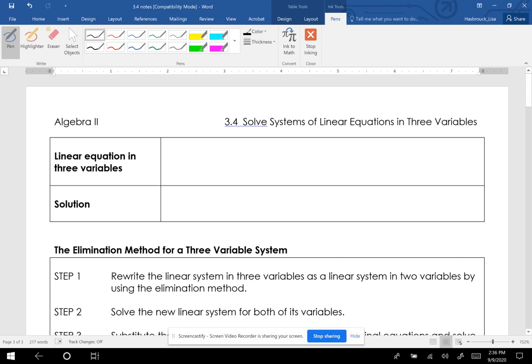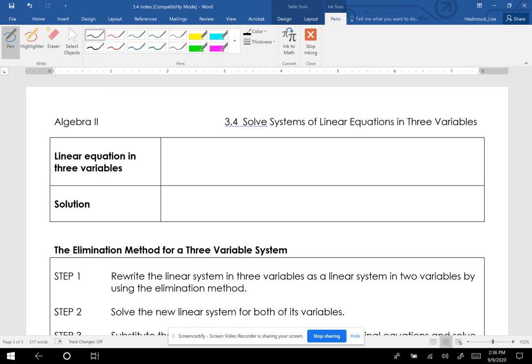Hello, students. Today we're going over the 3.4 notes in Algebra 2, solve systems of linear equations in 3 variables. This is something new that you haven't seen before, unlike many of the sections in Algebra 2 thus far. The great news is this is also the last set of notes for this chapter. So let's go over some vocabulary first.